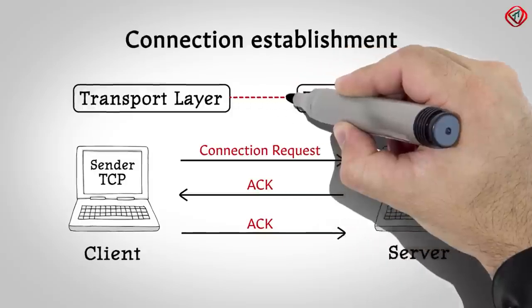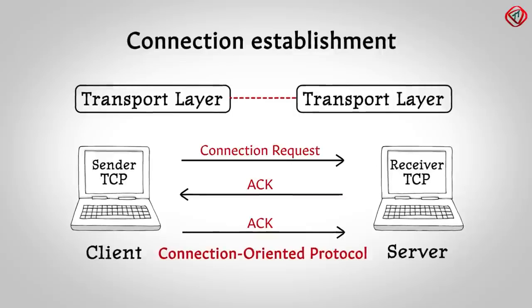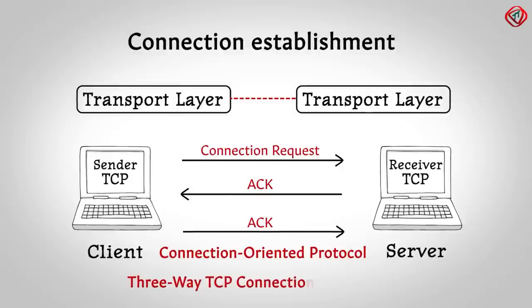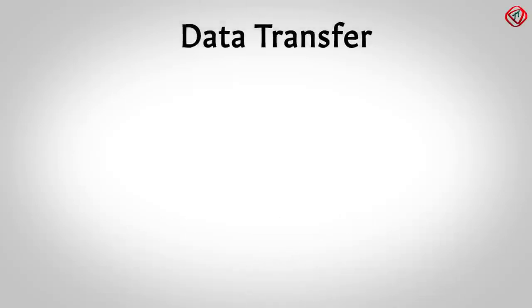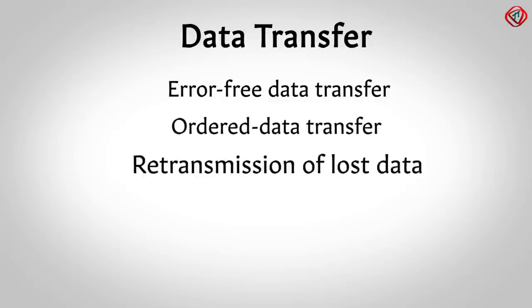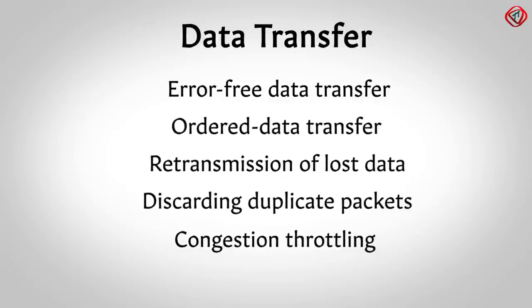Since a connection is set up before data transmission, TCP is a connection-oriented protocol, and the connection establishment process is called three-way TCP connection handshake. Once the connection is established, the next phase is the data transfer. During data transfer, TCP offers some key features which UDP does not provide, and it includes error-free data transfer, ordered data transfer, retransmission of lost data, discarding duplicate packets, and congestion throttling. Let us discuss each feature one by one.